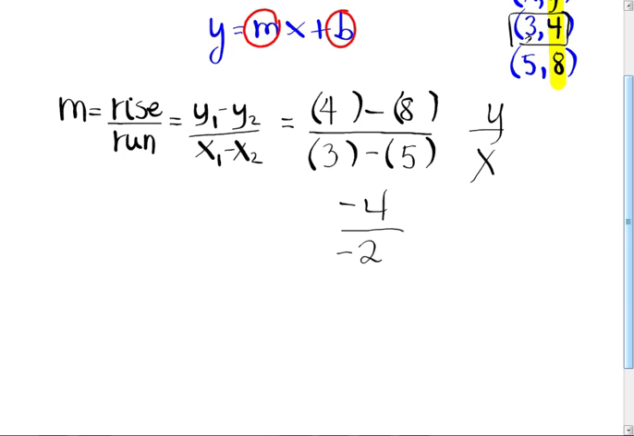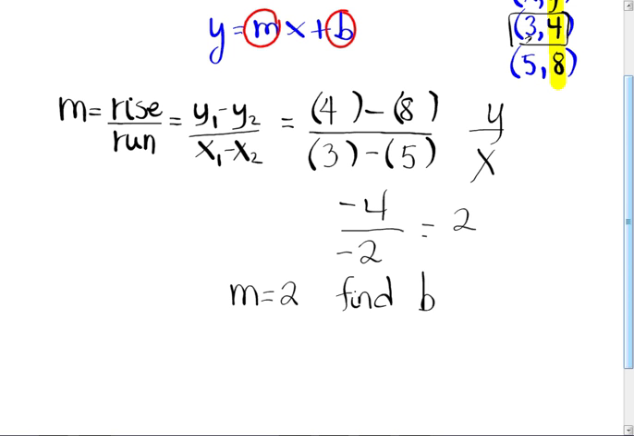What's a -4 divided by a -2? No, 2 negatives make a, what? Positive. So this is equal to 2. Oh, now I'm back to where we were yesterday. I know that the slope is 2, and I'd like to find the y-intercept. Find b. We're only going to do 2 problems, and then I'm going to set you loose on this.